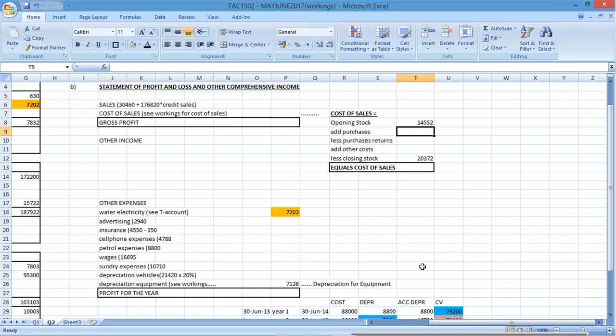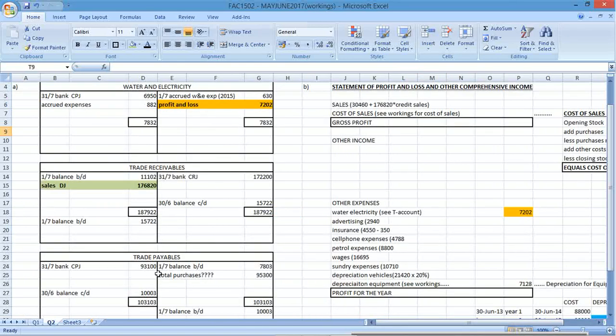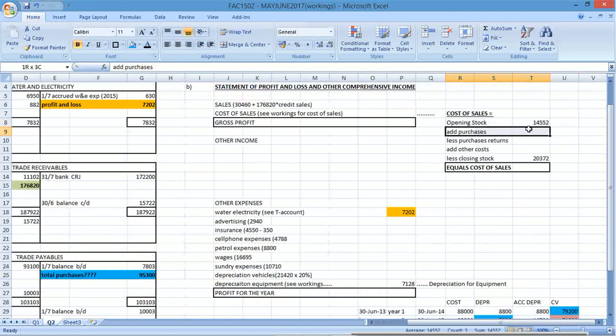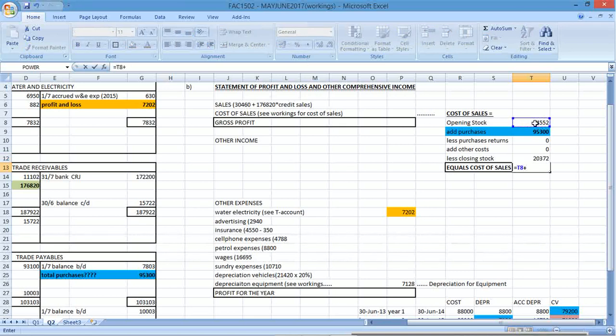Perfect. Okay, so going back to this, you can see these were your total purchases, right? So these total purchases is representing the amount that you've bought. There it is there. Okay, so this is going to go there. There'll be zero here and zero there. So cost of sales would be opening stock plus purchases minus closing stock gives you that figure, cost of sales. So I've got cost of sales now. We can put that in.